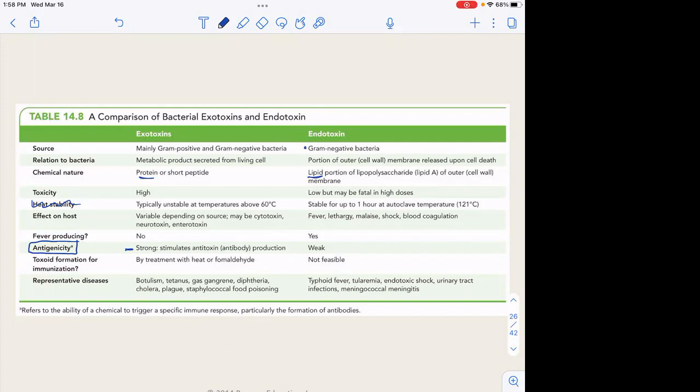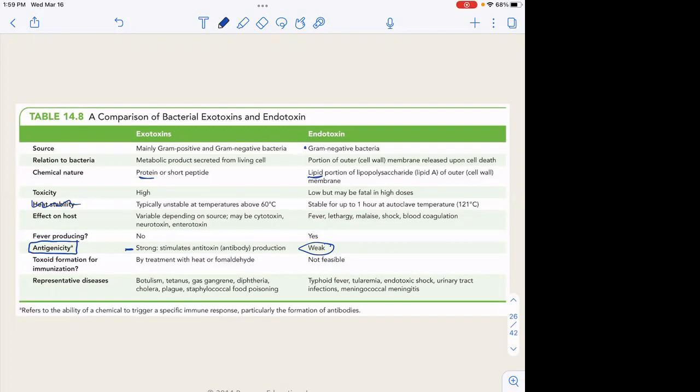And that's important because that means that we can use a toxin that's been altered a little bit in order to make a vaccine. Okay, so we have a tetanus vaccine. It's just tetanus toxin that's been deactivated. So we can teach our immune system to recognize that so we won't be harmed from it if we come in contact with it. An endotoxin has very weak antigenicity. So it's not possible for us to make a vaccine against endotoxin. At least we haven't figured that out yet.